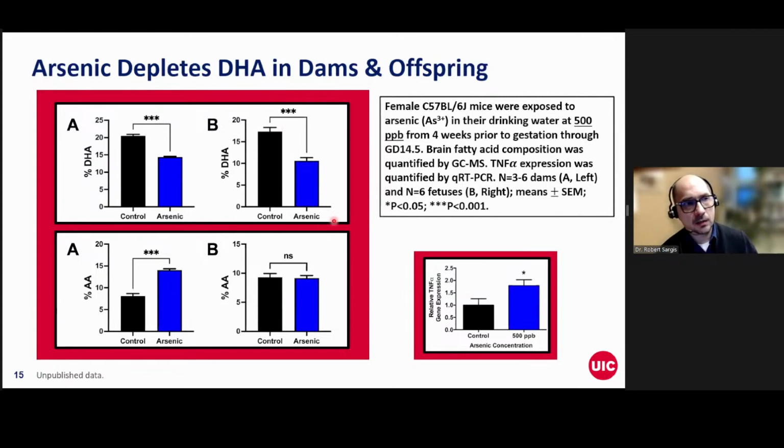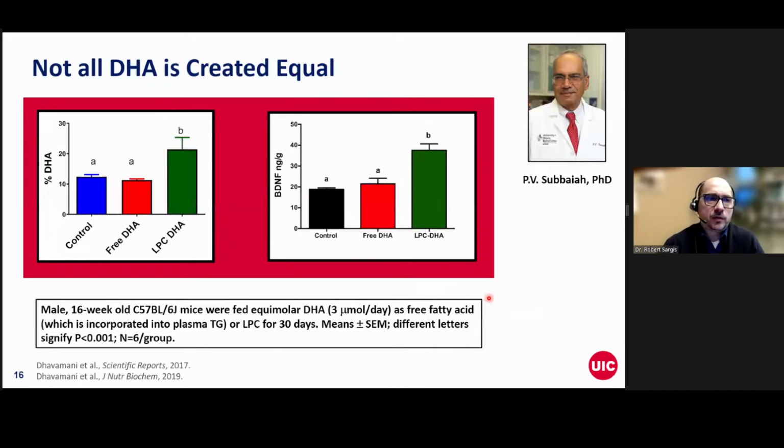And then when we looked at arachidonic acid levels in the dams, we saw an increase in arachidonic acid levels, which wasn't recapitulated in the fetal heads. In contrast, however, those fetuses did show increased expression of TNF-alpha in the brain. So given the importance of these fatty acids in the brain and the potential links between arsenic and neurocognitive disorders, we were really interested in the work of Dr. Sabaya and Dr. Dhavamani that had shown that brain DHA levels could be enriched using lysophosphatidylcholine DHA.